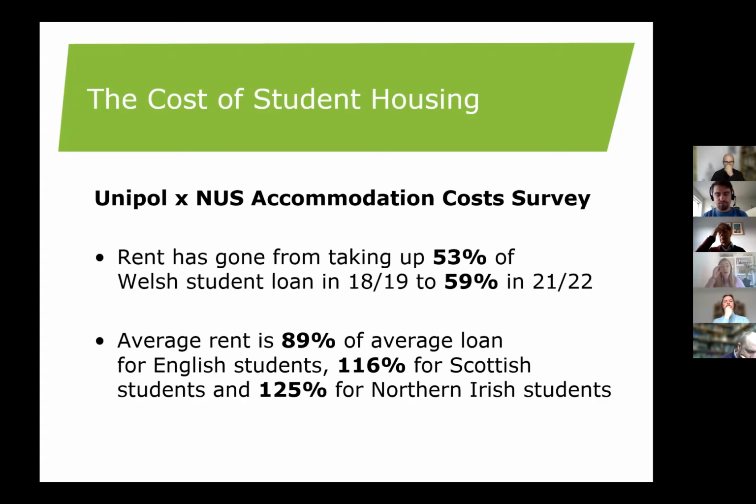And for students coming from other parts of the UK wanting to study in Wales, the situation is even worse. For Scottish students who want to study in Wales, 116% of their loan is gone on rent. And for students from Northern Ireland, 125% of their loan is gone on rent. So instantly, there's a real difficulty for those students who maybe do want to study in Wales but physically cannot afford it. When 125% of their loan is going on rent, where does food come in? Where do bills come in? Where does socialising come in? Where does travel come in? It's a really, really bleak picture.